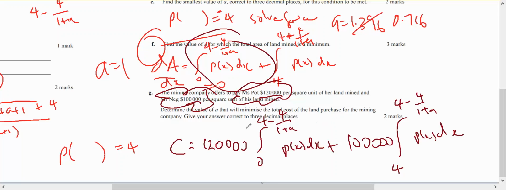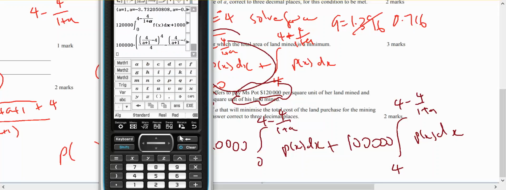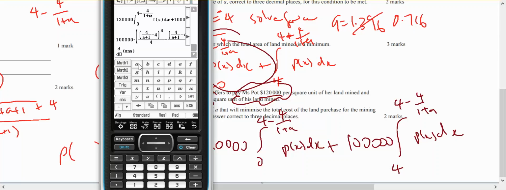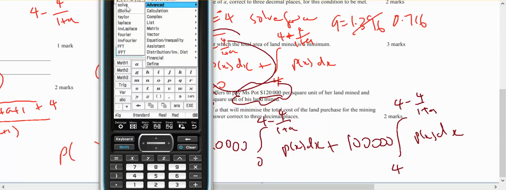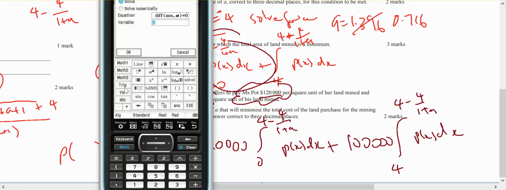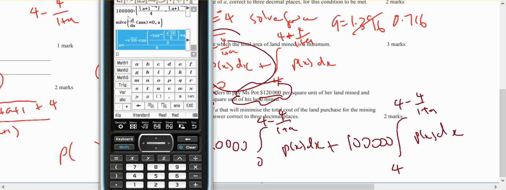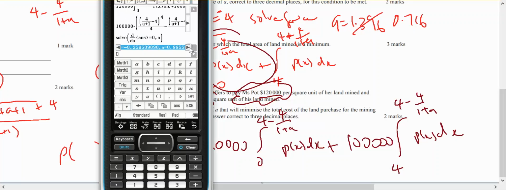And we're going to take the derivative with respect to A, set it equal to 0, and solve for A. And I'm looking for 3 decimal places, so I'm going for the positive because A has to be positive, 0.886.